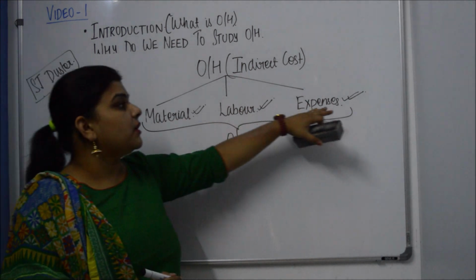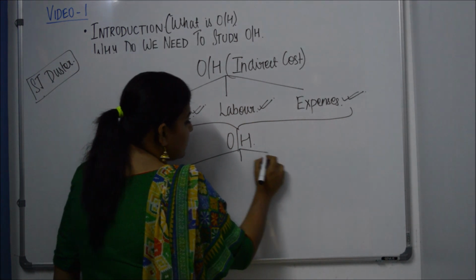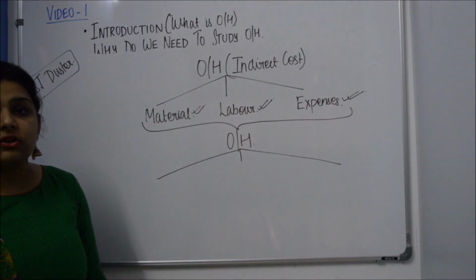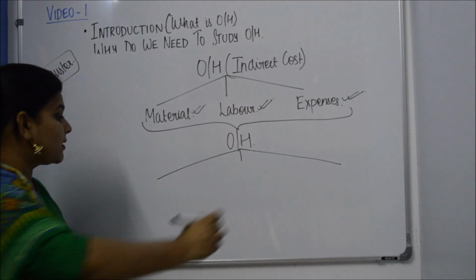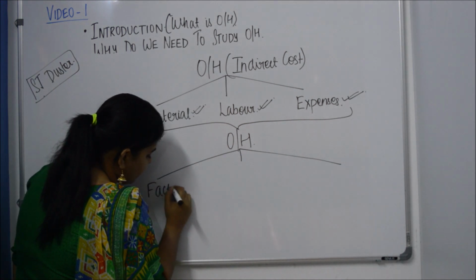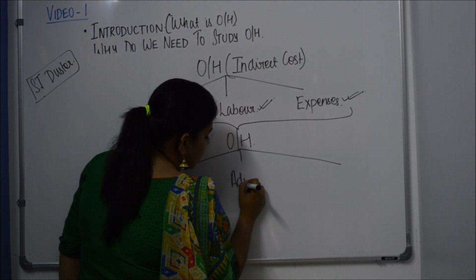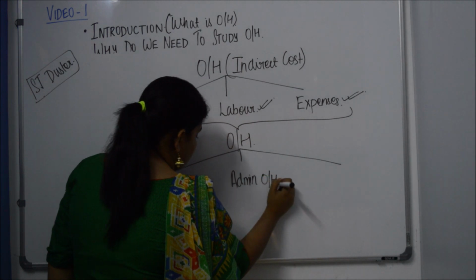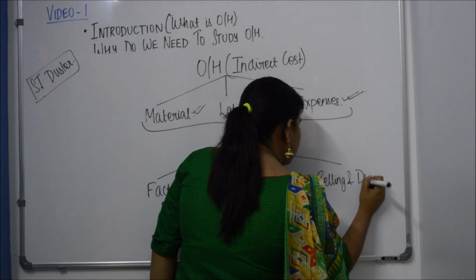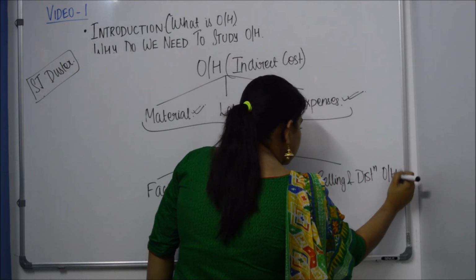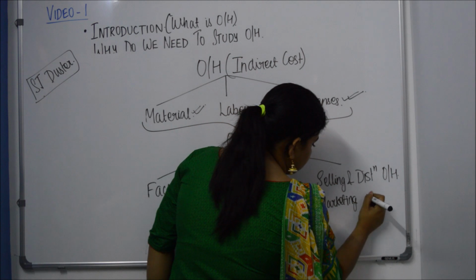Now, this is the classification on the basis of elements. There is one more important classification, that is classification on the basis of nature of overheads. On the basis of nature, I can divide overheads into 3 parts. The first part being factory overheads, second admin overheads, and third would be selling and distribution overheads. This would also include my marketing cost, marketing expenses.